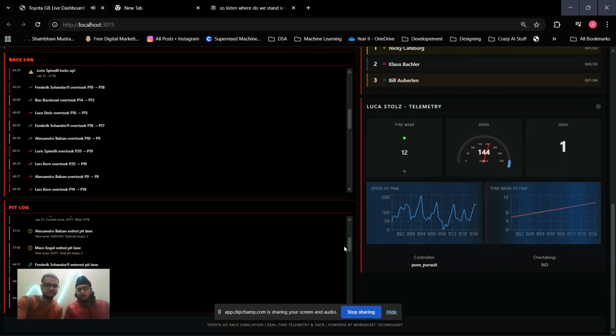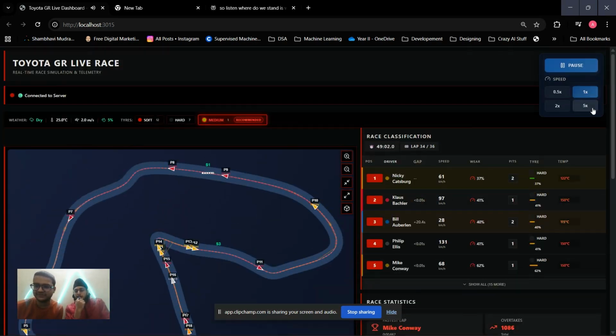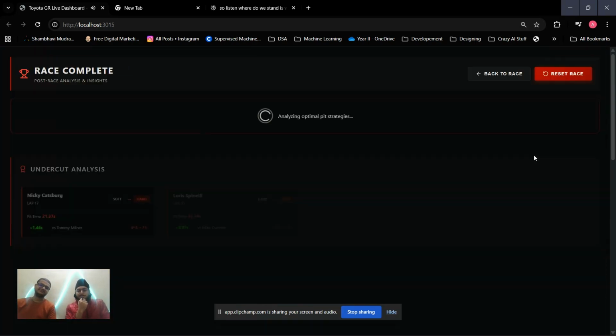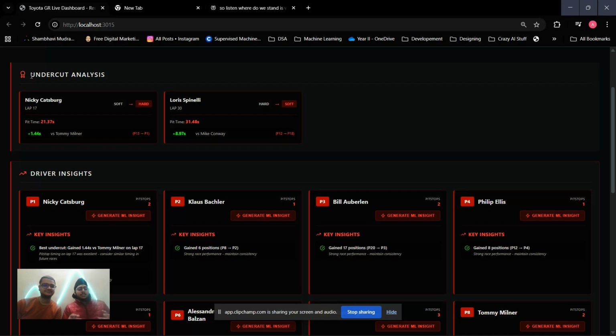Now let's skip forward to the end of this. Yeah, so I will skip forward to 5x to get the simulation done quickly. We also run undercut analysis, which is basically the difference in pit stop strategies, which lead to a real life positional change among the drivers.